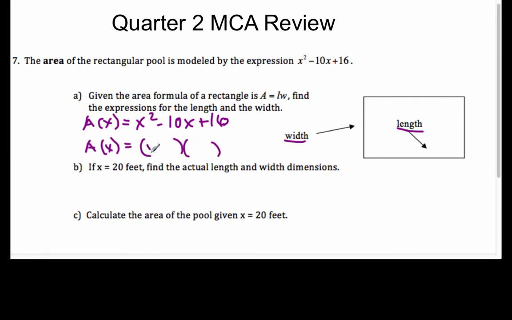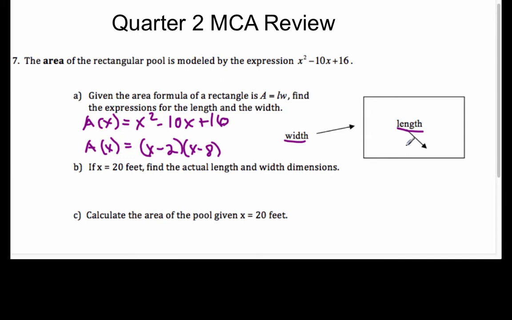So first terms in each are x, and now I need to figure out the signs. Since this is positive, it means the signs are the same. Since this is negative, that means they're both negative. So I've got x minus. Factors of 16 that will add to give me 10. So I have to think of all the factors of 16: 1 and 16, 2 and 8. Doesn't matter where I put them because they're both negative.